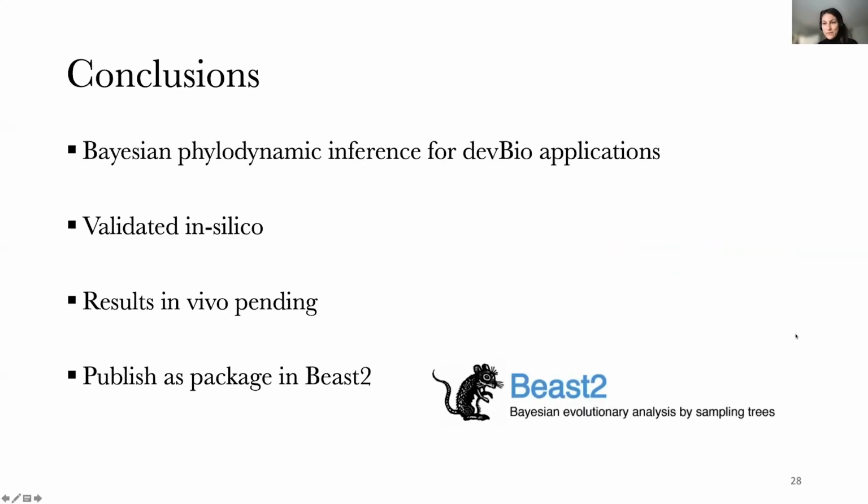Conclusions: we have adapted Bayesian phylogenetics inference methods such that they can be used for developmental biology applications. We have validated this approach in silico. Results in vivo are pending, and we also want to publish this as a package in the BEAST2 framework.